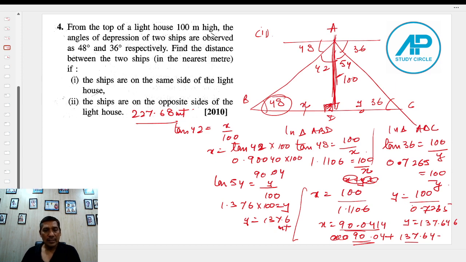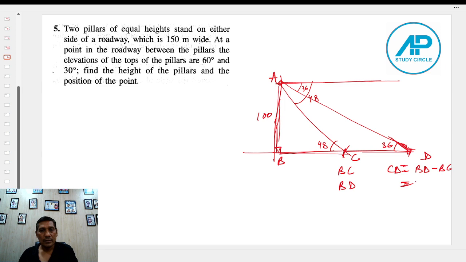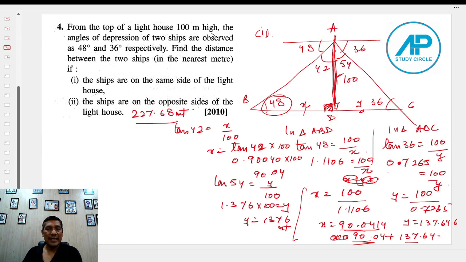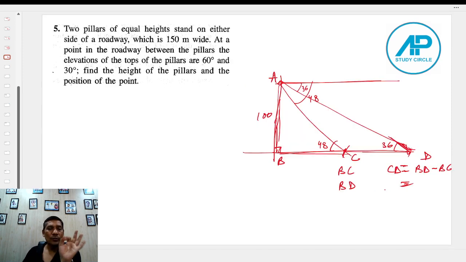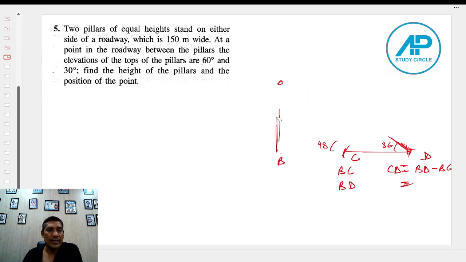If I take the values from here, you see carefully, the value of BC, that is x, was 90.04, and the value of BD is 137.64. So I need to find the difference between the two values, that is, CD equals BD minus BC, and that gives you the distance between the two ships. I guess the question is clear to you. I'm drawing this diagram here because I have to solve question number 5 in this space.